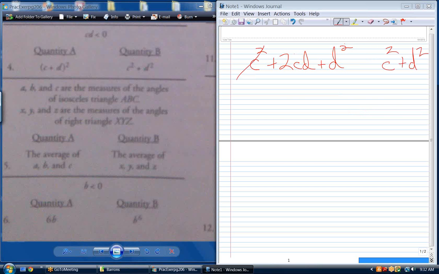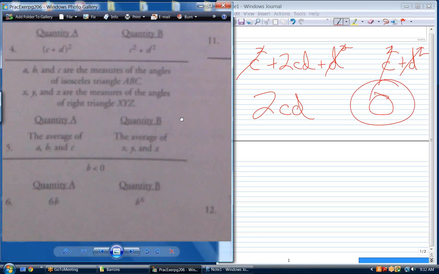So now we're comparing 2CD with 0. Oh, okay. And yeah, CD is less than 0, so 2CD is less than 0. Okay, so the right side would have to be bigger. Yeah, okay.